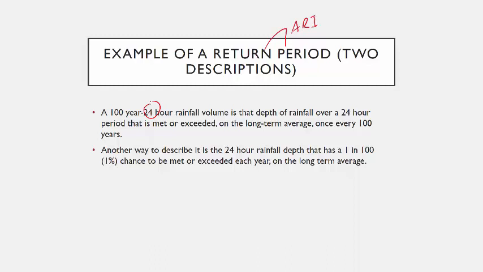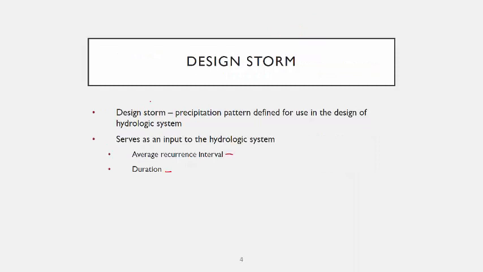Another way to describe it: the 24-hour rainfall depth, because then you look at the depth, that won't be exceeded more than once every 100 years, or that has a 1% chance. So either definition works. What we're looking at, among other things, but for now, is the depth of that storm.